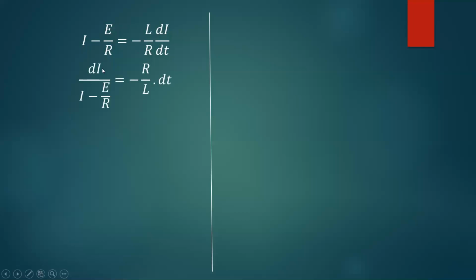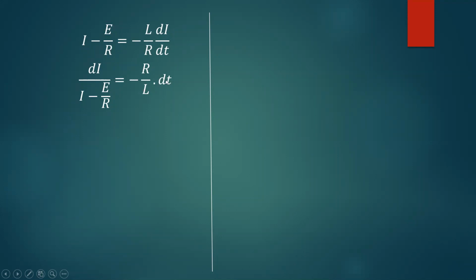Then separate the variables. Cross multiply. You will get di by I minus E by R equal to minus R by L into dt. Okay, you got this particular step. So this is the separation of variables. The terms containing I should be taken to one side and the remaining terms to the other side. So what is the term containing I? I minus E by R. Take the minus L by R into dt to the other side. It will become minus R by L into dt.